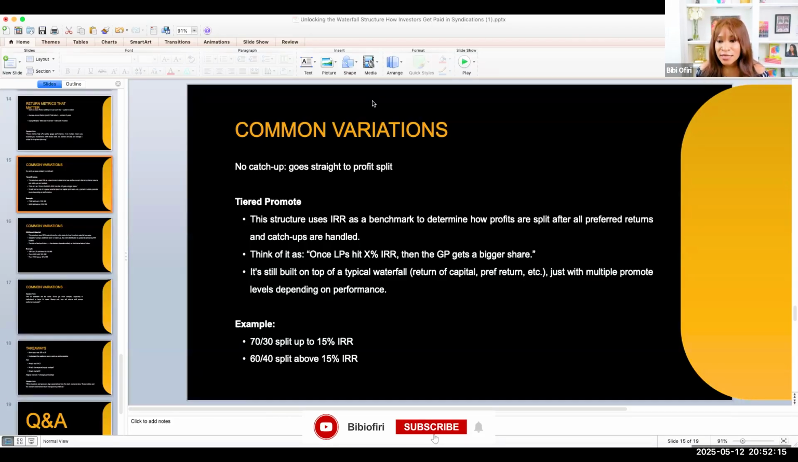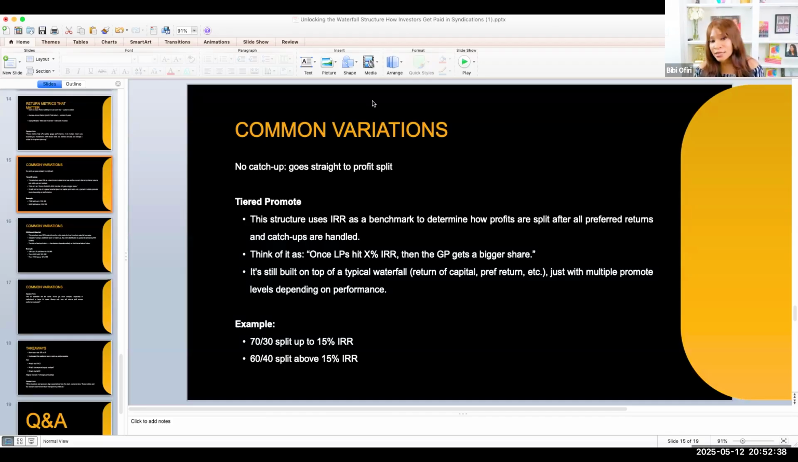What this does is that it promotes performance from the GP. It incentivizes the GP to perform more so that they can easily adjust the split to favor them. This is another way you can structure a deal in the form of a hurdle. We have that on a deal. That deal, this is how it's structured.